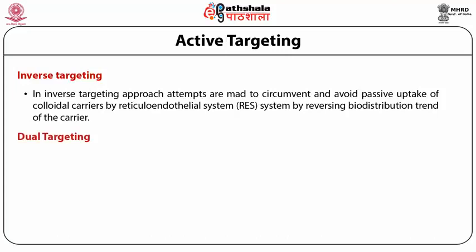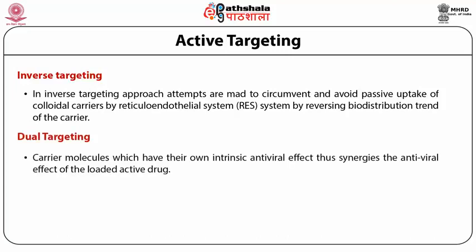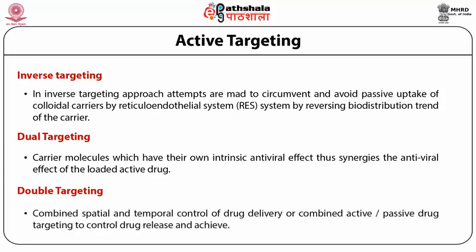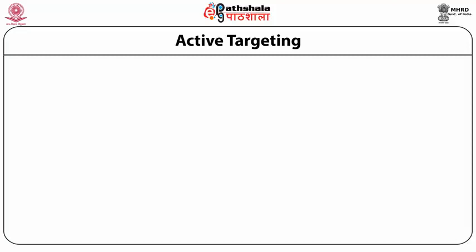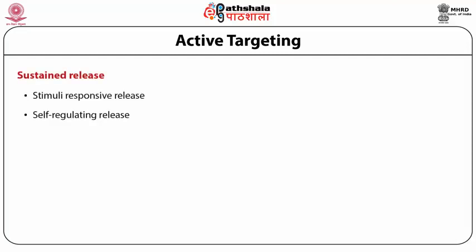The dual targeting includes the carrier molecules which have their own intrinsic activity, for example like antiviral effect, and hence they will synergize with the antiviral effect of the loaded active drug. In the double targeting, you can say there will be combined spatial and temporal component. What is the spatial and temporal component? Temporal means when you are controlling the time of release, and spatial means you are controlling the site where the drug will release. You can get the sustained release as well as the targeted release.